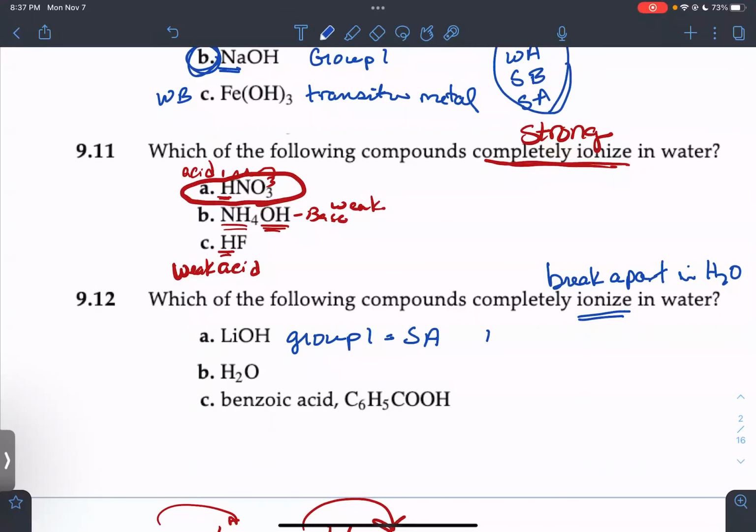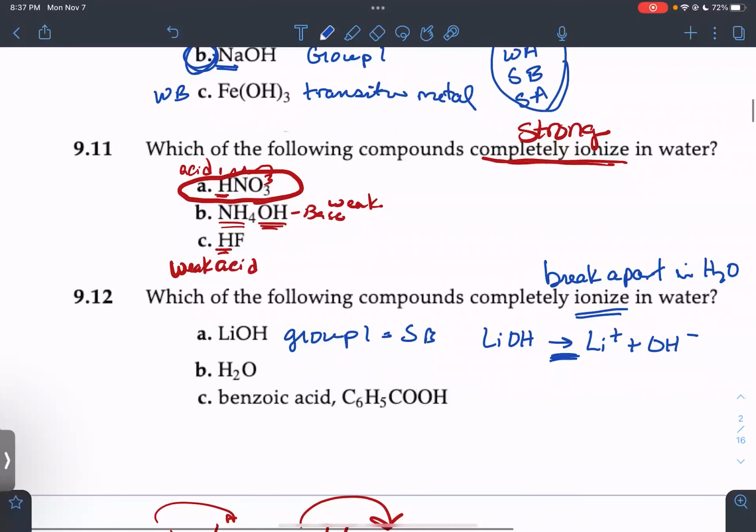So if I were to draw that out, that would be LiOH. And LiOH is going to go to Li plus OH minus. So it's going to be an arrow going in just the forward direction. So this is a strong base. Y'all, strong base, right? Because it has the OH here. That tells me that it's a base. So I'm going to circle it here.